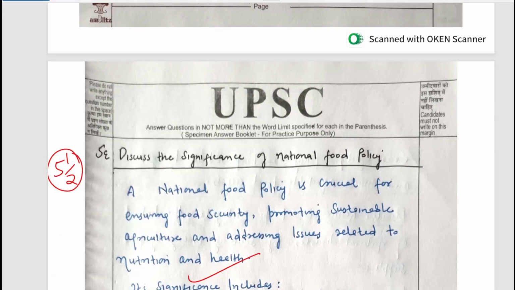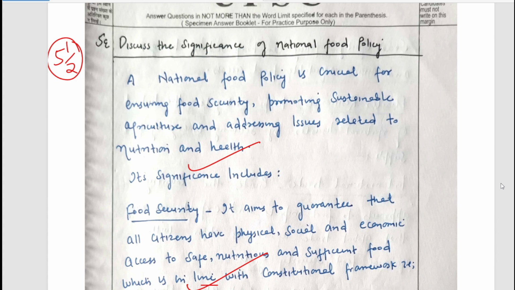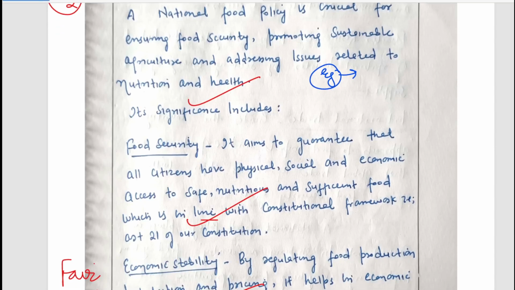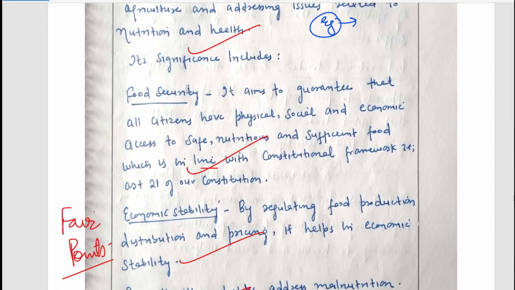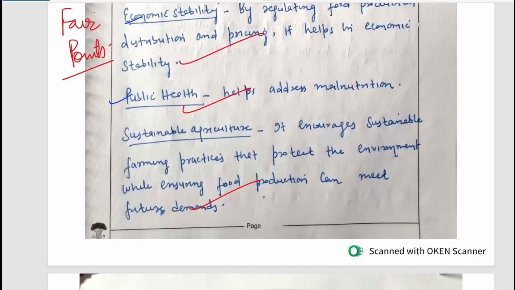The next question is, discuss the significance of national food policy. We all know that national food policy is very crucial here, and you can add examples of some government decisions in regards to national food policy. That would be very helpful, that would enhance your answer. Significance have been mentioned, obviously food security, economic stability, public health. The fairly written points, you can simply pause and read it.